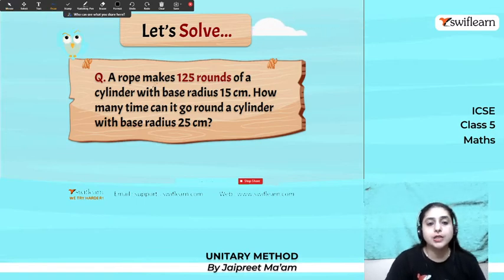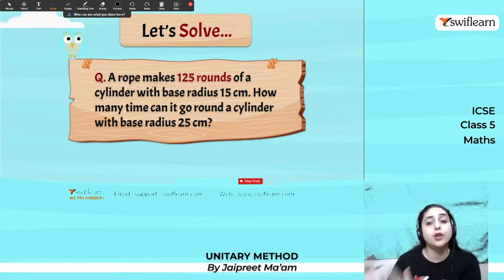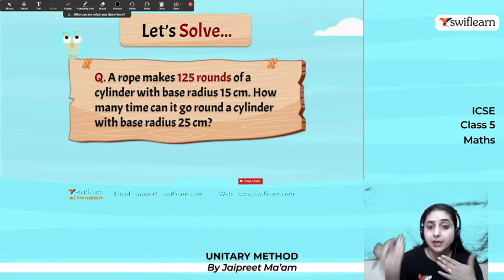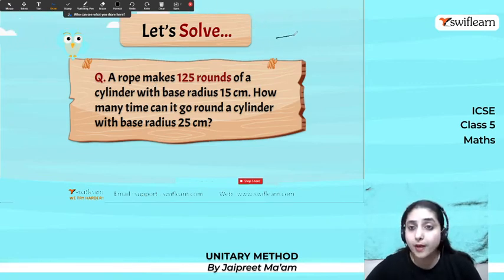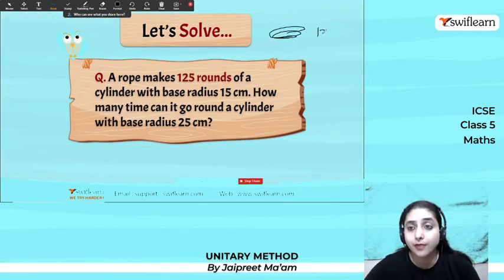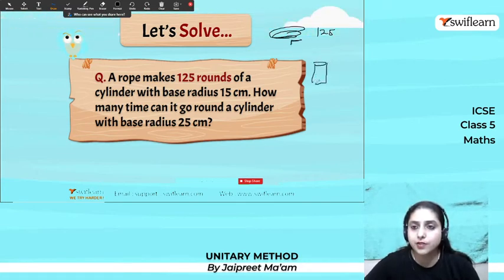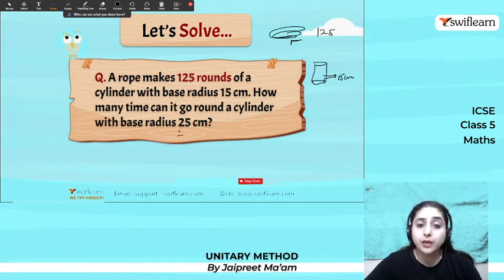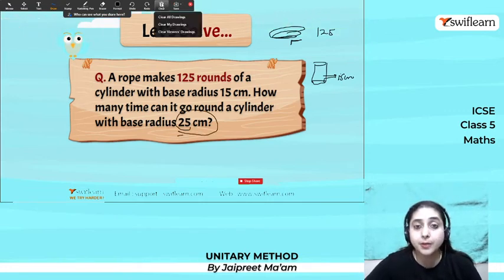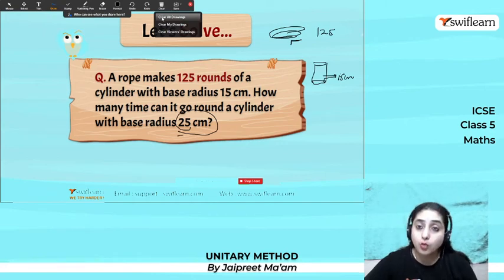Now the question is, a rope makes 125 rounds of a cylindrical base. Okay, there is a rope, it is making 125 rounds of a cylindrical base, with radius 15 centimetres. The cylindrical shape will be like this and the radius of the base is 15 centimetres. Now it is given that the radius of the base is 25 centimetres, and we have to count the number of rounds.